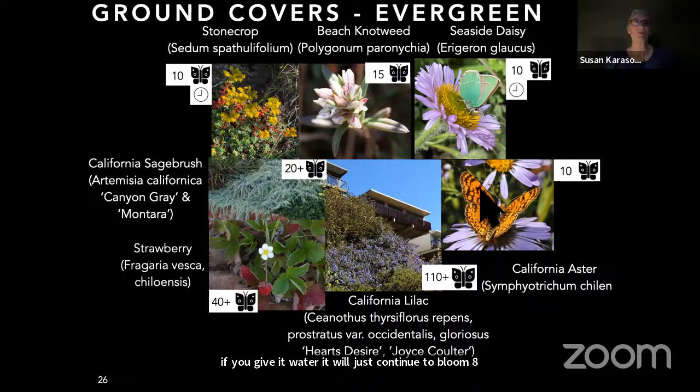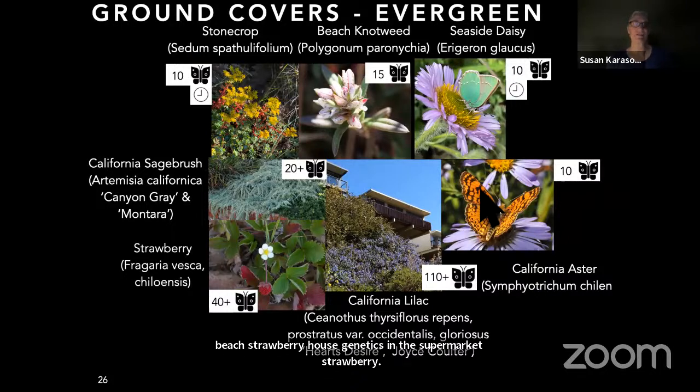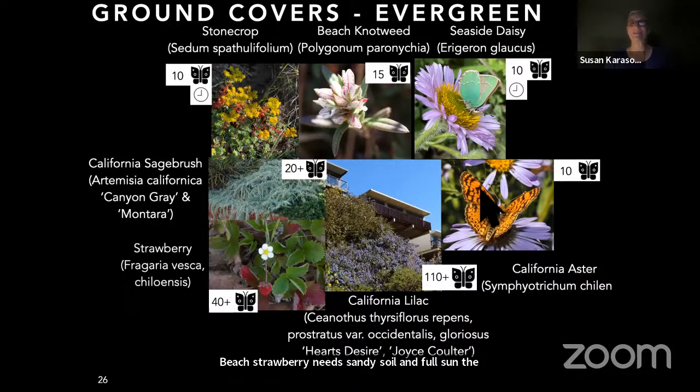California sagebrush is wonderful. There is a flat version of that, and that does seem to continue to feed caterpillars. We've got a couple of different strawberry species. The beach strawberry has genetics in the supermarket strawberry. Beach strawberry needs sandy soil and full sun. The woodland strawberry is understory oak woodland; the farther you get into the understory, the darker the plant can manage. It can take a lot of shade.